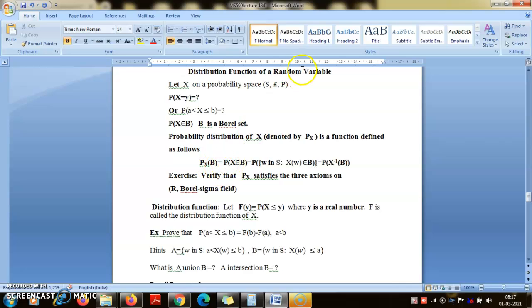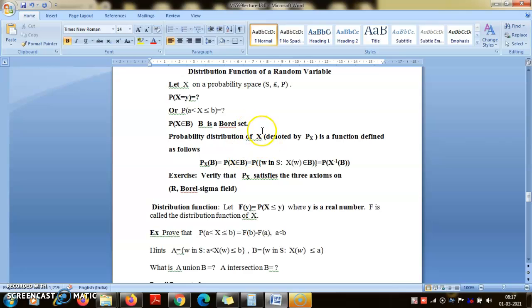So P assigns numbers or probabilities to the subsets of S. S could be anything. It could be head, tail. It could be numbers like 1, 2, 3, 4, 5, 6, and so on. But X will always take a real value. Now P will assign probabilities to subsets of X.